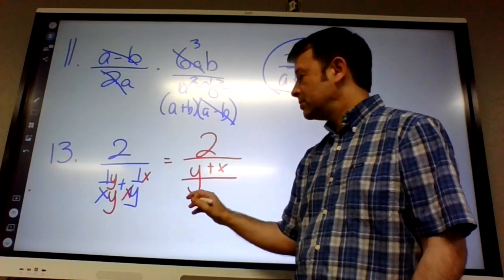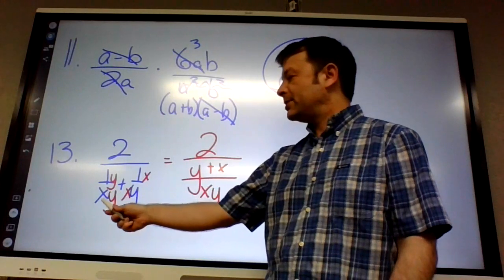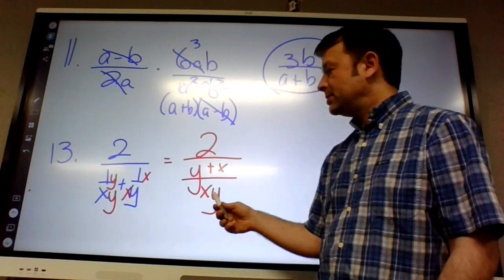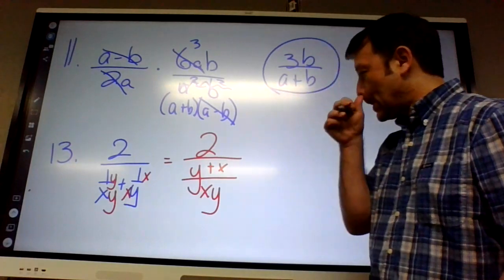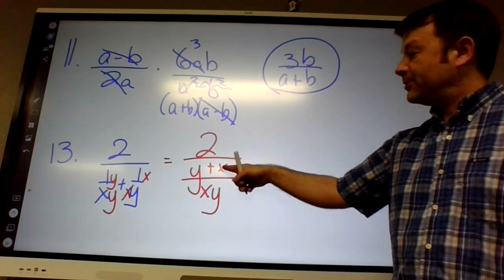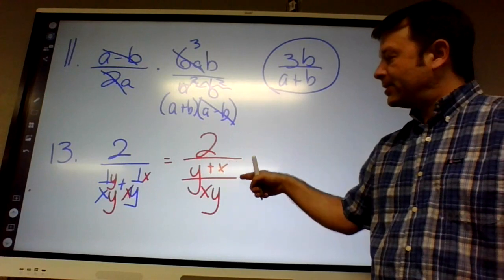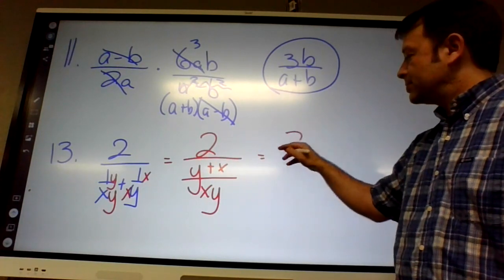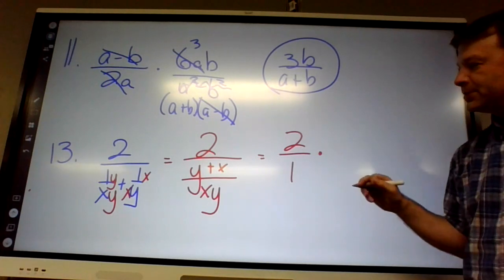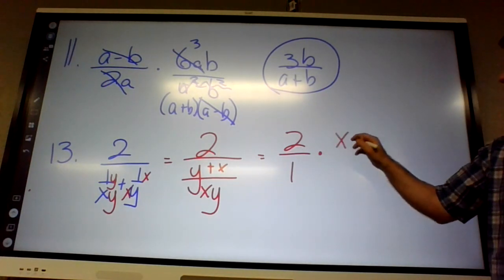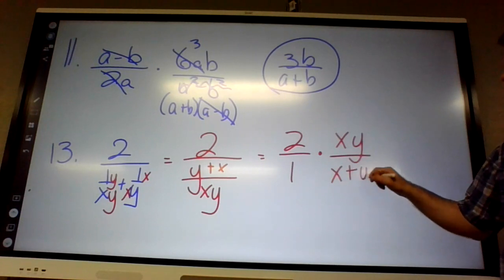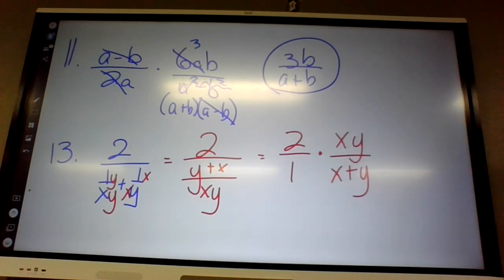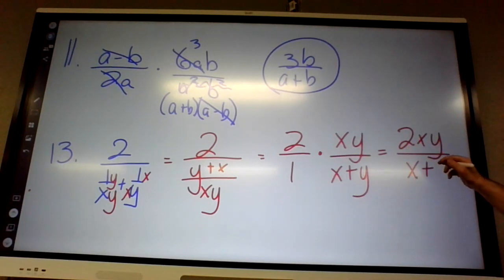over xy. Remember, when you're adding fractions, you just need the same denominator. Okay, now back to the division part. So it's 2 divided by this stuff, or it's 2 over 1 times xy over x plus y, or y plus x, doesn't matter, order of addition. Does anything cancel out? No. So it's just 2xy over x plus y.